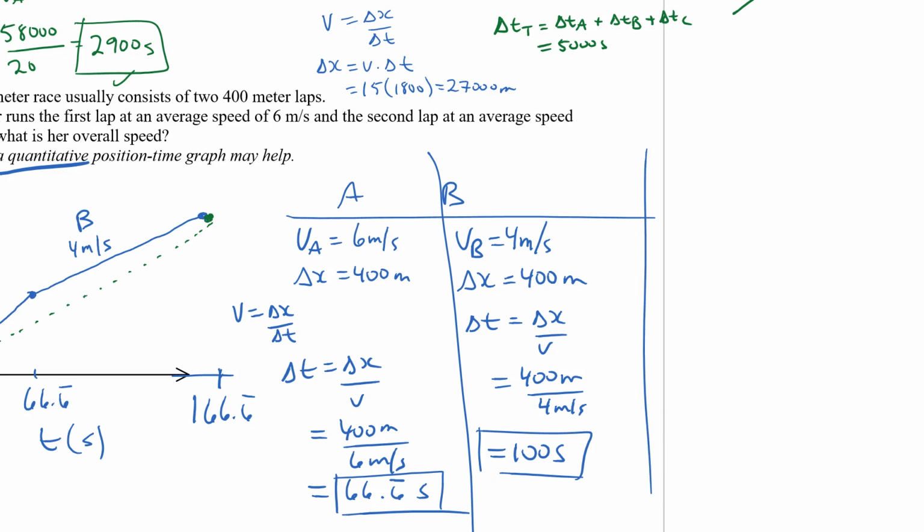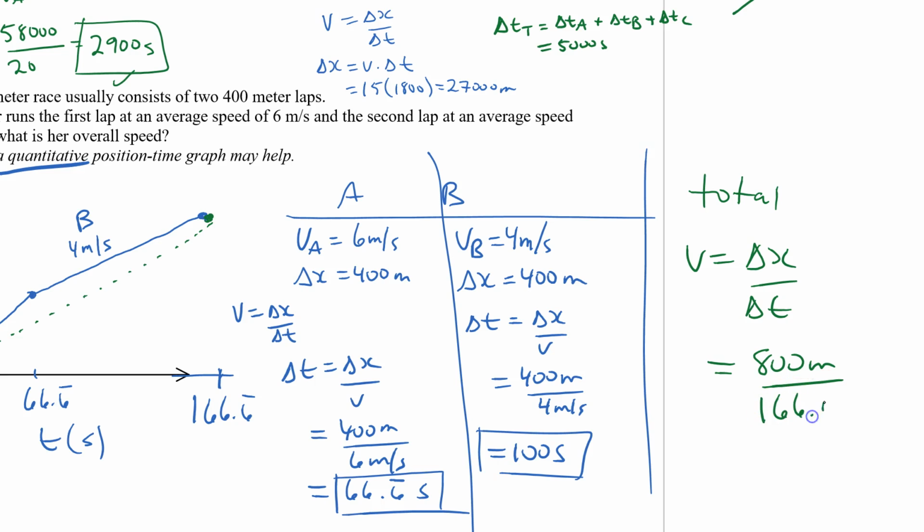So for total, v is equal to the total displacement divided by the total time. So the total displacement is 400 plus 400, which is 800 meters. The total time will be 166.6 repeating seconds. So when I do 800 divided by 166.6 repeating, I get 4.8 meters per second.